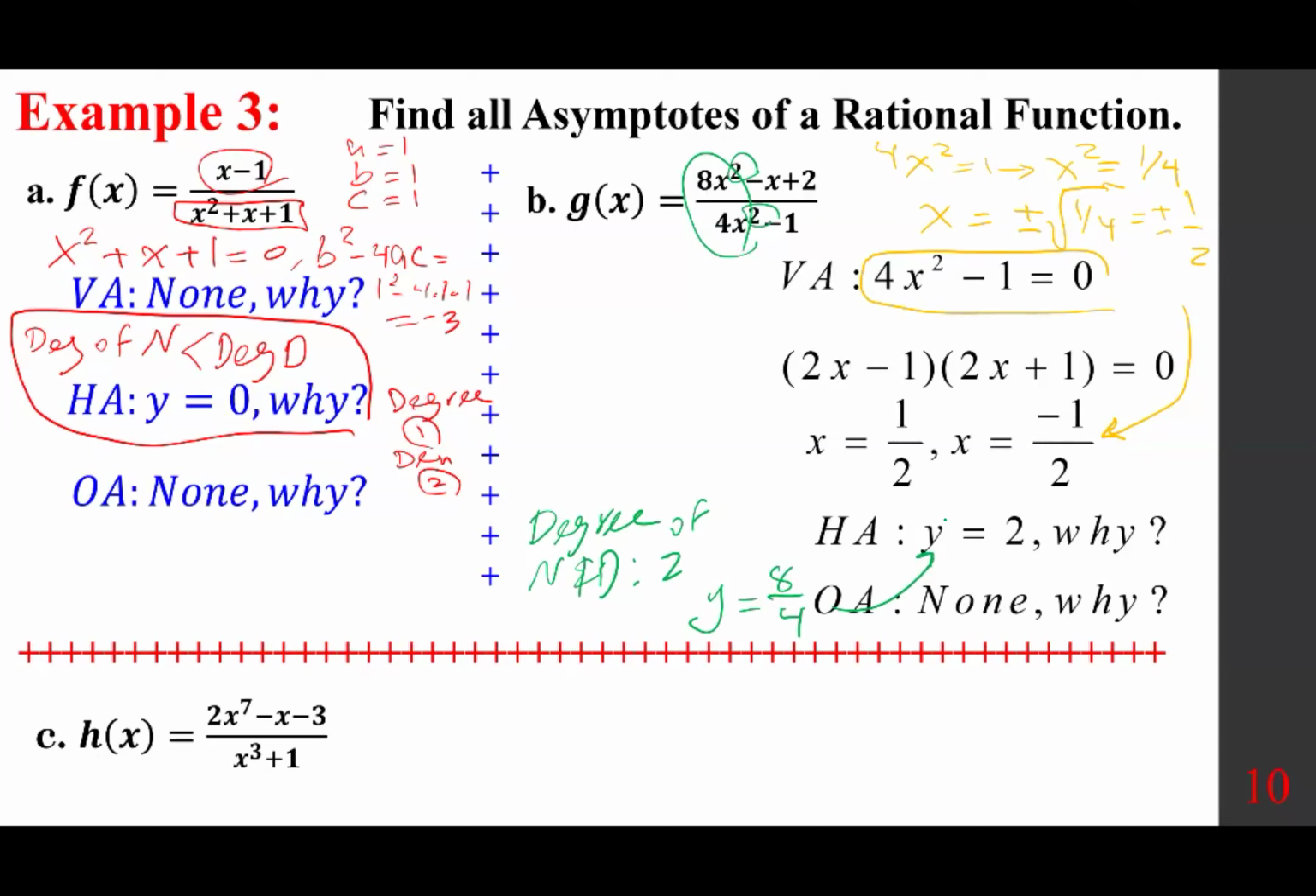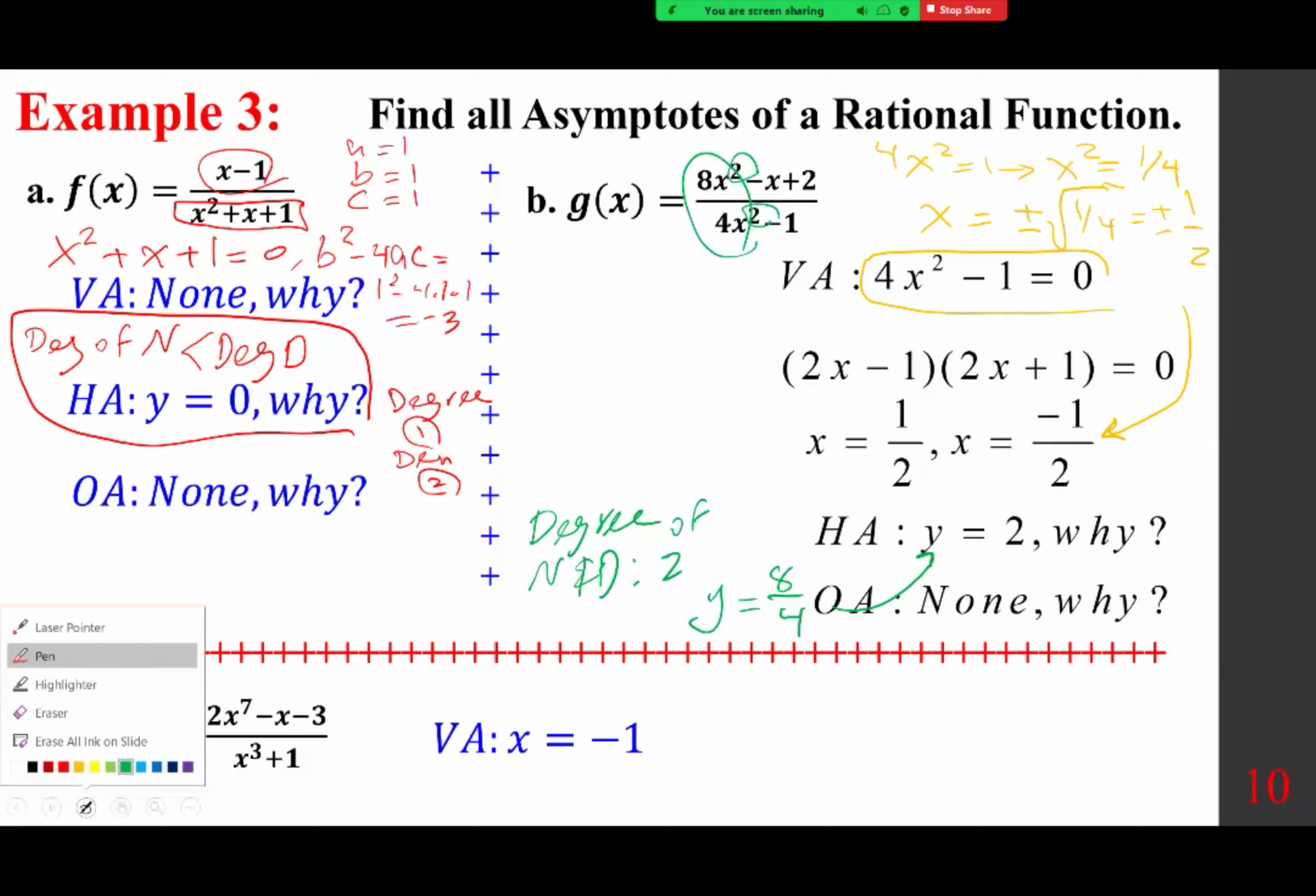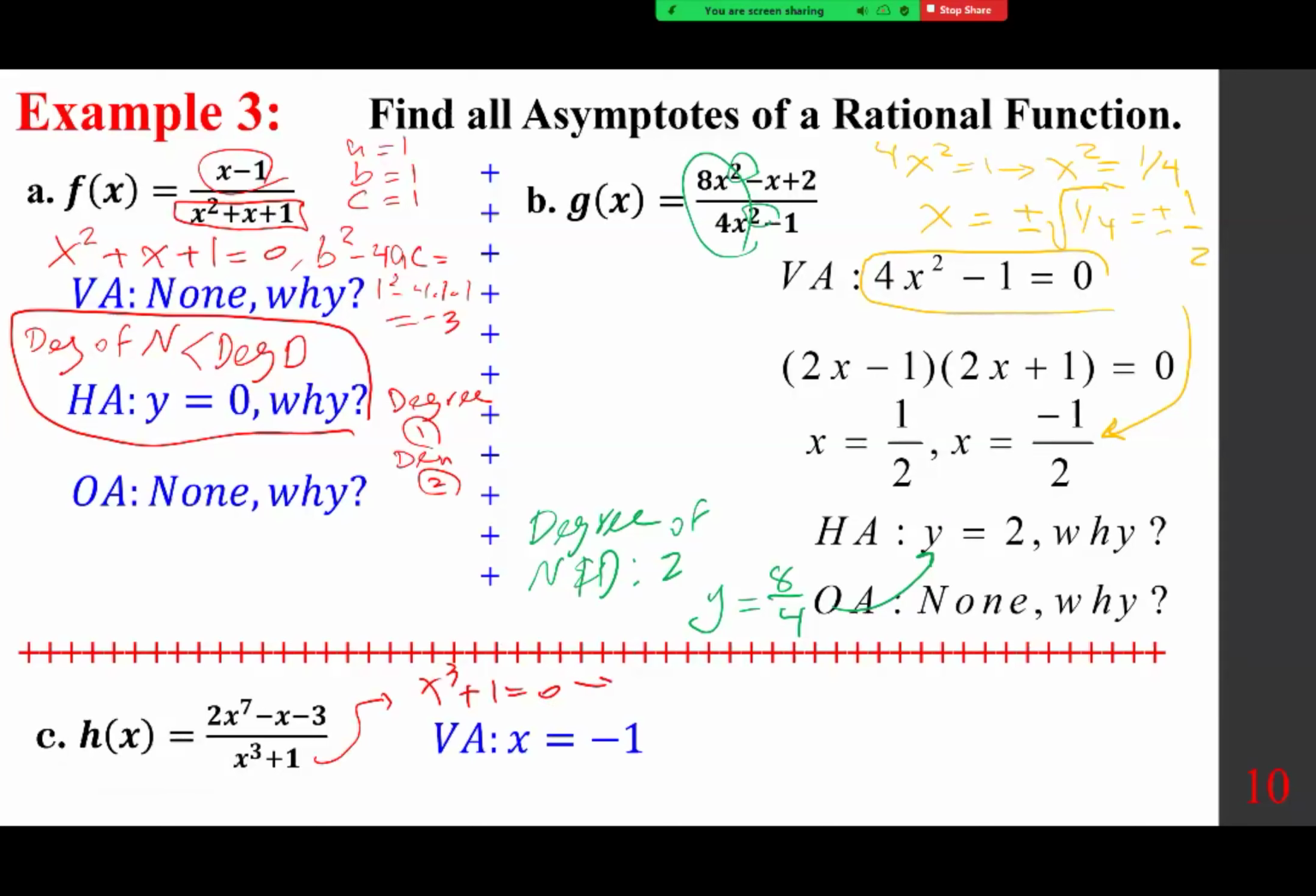Now, what's happening here? We want to find the vertical asymptote, and we get x equals -1 because x cubed plus 1 equal to 0, x cubed equals -1, and x is -1. There are 3 answers, 2 of them are imaginary, so x equals -1. However, there is no horizontal asymptote, and there is no slant asymptote or oblique asymptote.